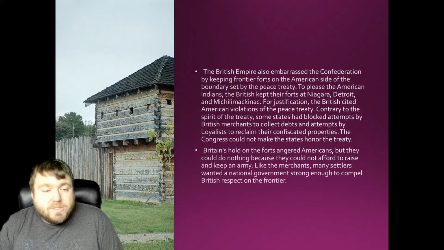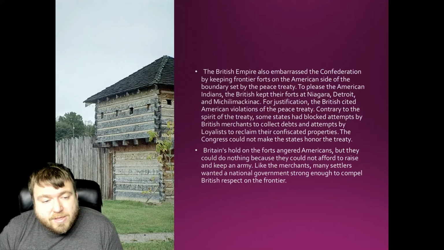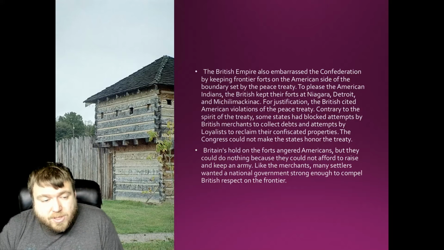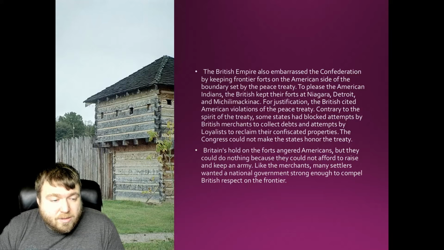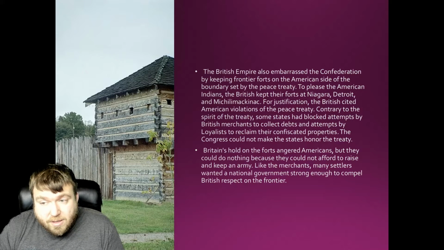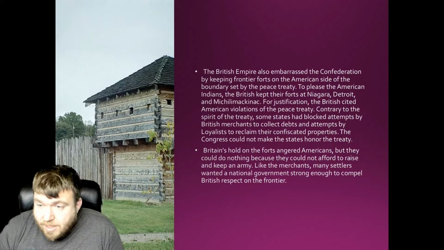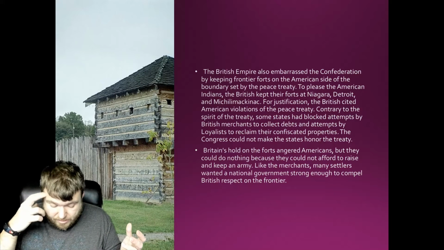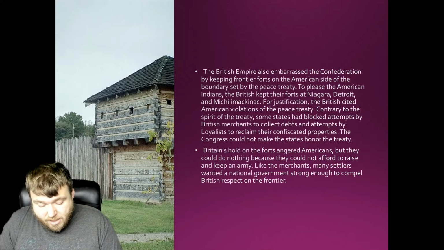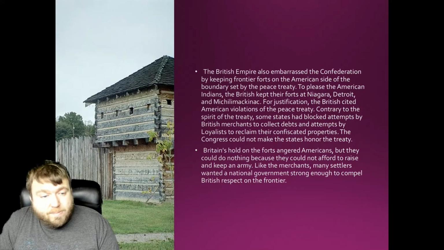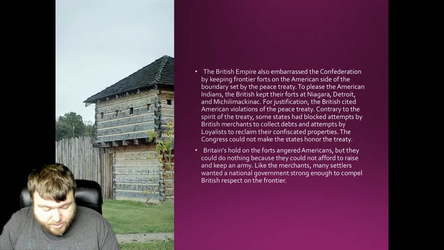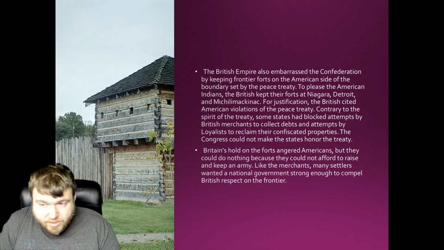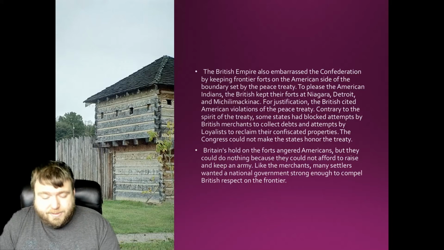Britain's hold on the forts angered Americans, but they could do nothing because they could not afford to raise and keep an army. Like the merchants, many settlers wanted to build a national government strong enough to compel British respect on the frontier. So, just another weakness showing up: under the Articles of Confederation, the Congress could not afford to keep an army up. So whenever the British military just stayed around and didn't leave, there was nothing they could really do about it.